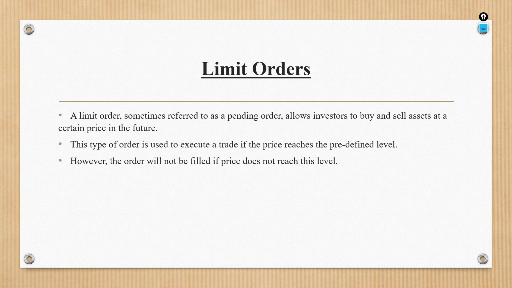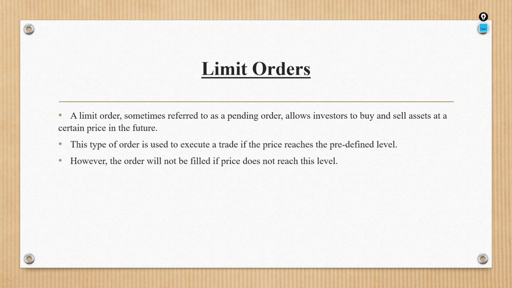So a limit order is sometimes called a pending order. A pending order allows you as an investor to buy or sell an asset at a certain price of your choice in future. And how do we determine this particular price that we would love to enter? It's by analyzing the market. We're going to learn how to analyze the market. That is why we're here, right?